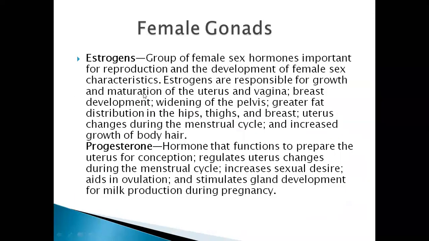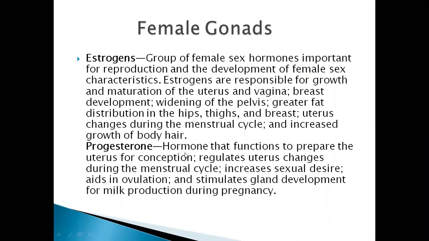Now I'm going to tell you about the female gonads. We have discussed them. Let's read it. Estrogens are a group of female sex hormones important for reproduction and development of female sex characteristics. Estrogens are responsible for growth and maturation of the uterus and vagina, breast development, widening of the pelvis, greater fat distribution in the hips, thighs, and breast, changes during the menstrual cycle, and increased growth of body hair. So this is the work of estrogen.